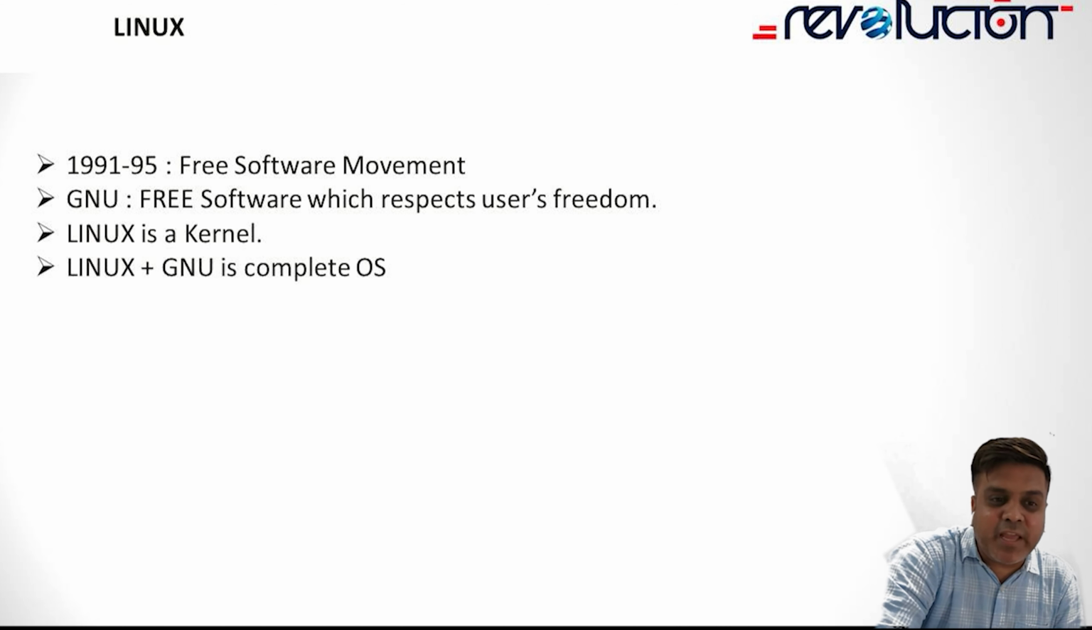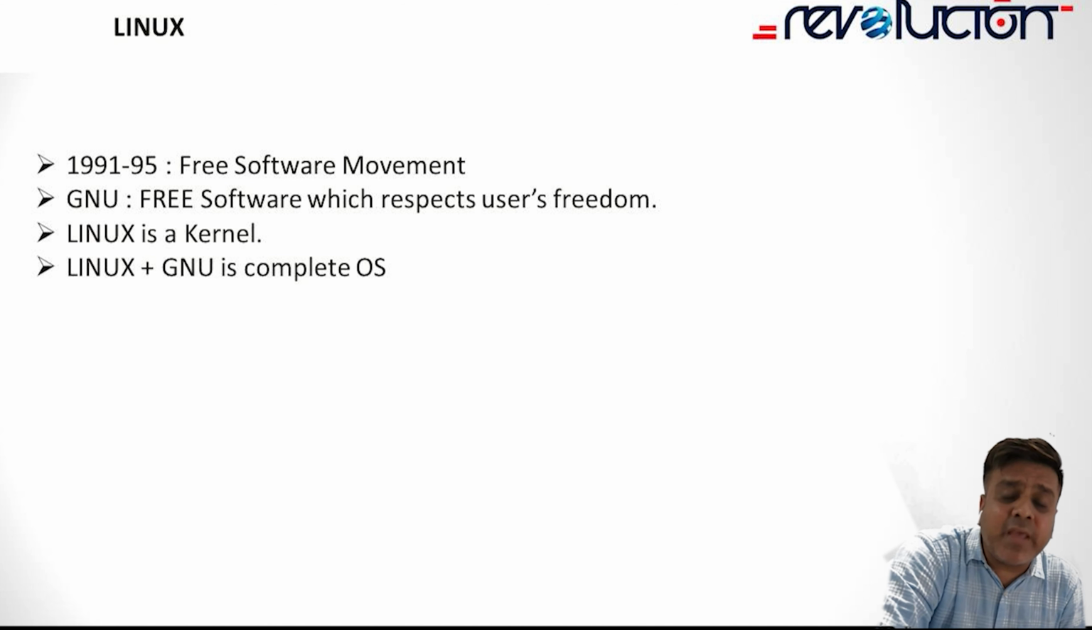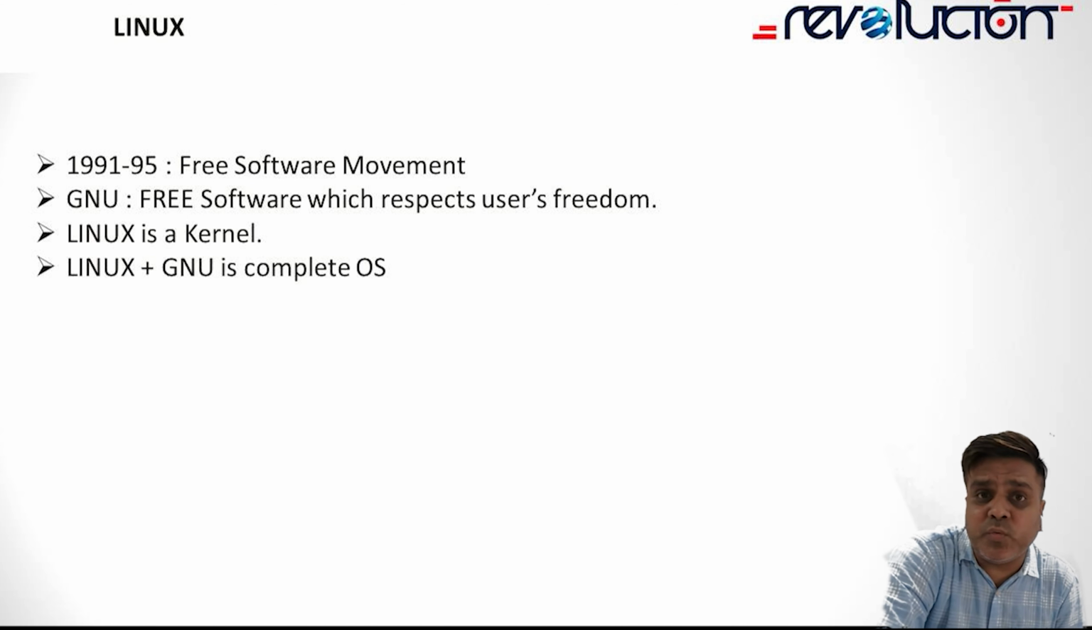During the same time, from 1991 to 1995, there was a free software movement where they went ahead and started giving some software for free. And here comes the birth of GNU, which stands for GNU's Not Unix. Here, free software was available as per users' freedom and users' choice, and was available to users for free.